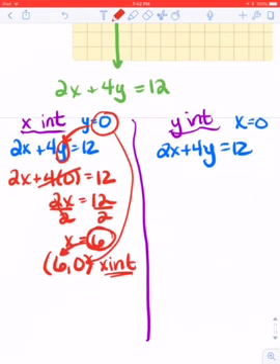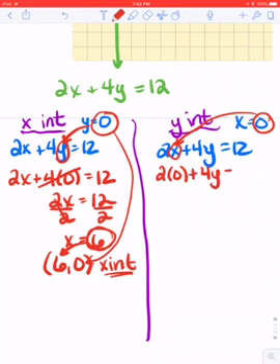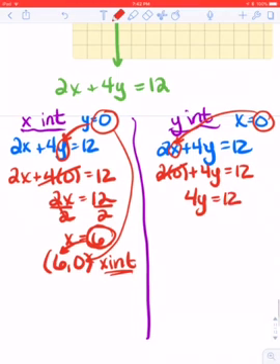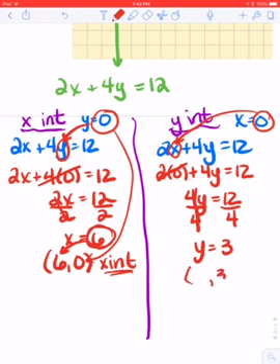Okay, now we're going to do a similar thing here, except 0 is going to go in for x in this case. So 2 parentheses 0 plus 4y equals 12. Remember, the 0 ends up making that term 0, so it cancels. So 4y equals 12. To get y by itself, I'm going to divide both sides by 4 to get that to cancel. And I get y equals 3. That means in the point, y is going to be the y value, 3, and this 0 is going to go right in here. So 0, 3 is going to be the y-intercept.